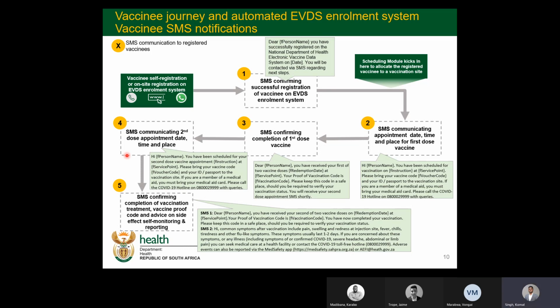Once your second dose is administered, you receive a 5th SMS confirming completion of the vaccination treatment, as well as a vaccination proof code and advice on side effects, self-monitoring, and reporting. The first SMS will basically confirm that you have received your second of 2 vaccination doses, as well as your proof of vaccination code, as well as a message confirming that you have now completed your vaccination.